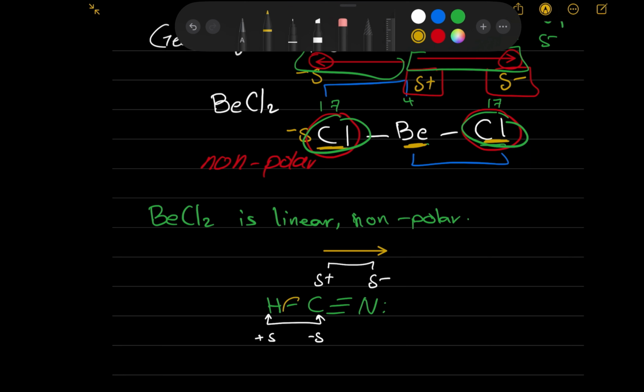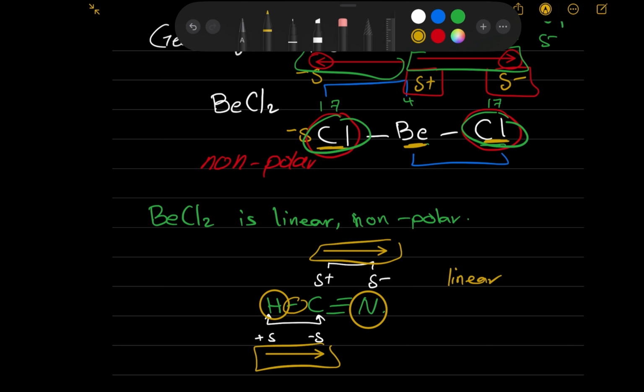So at that point, since you have a linear molecule, but the atoms are not the same, you have nitrogen here and you have hydrogen. If you have different atoms in a linear form, you can see that there is a net resultant, the direction of the arrows is on the right side, then HCN is polar.